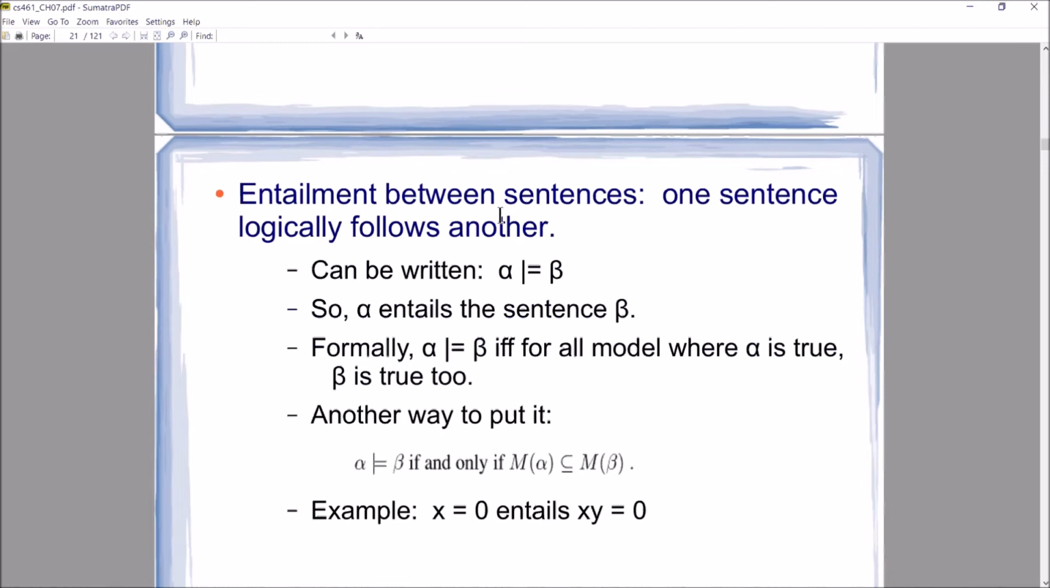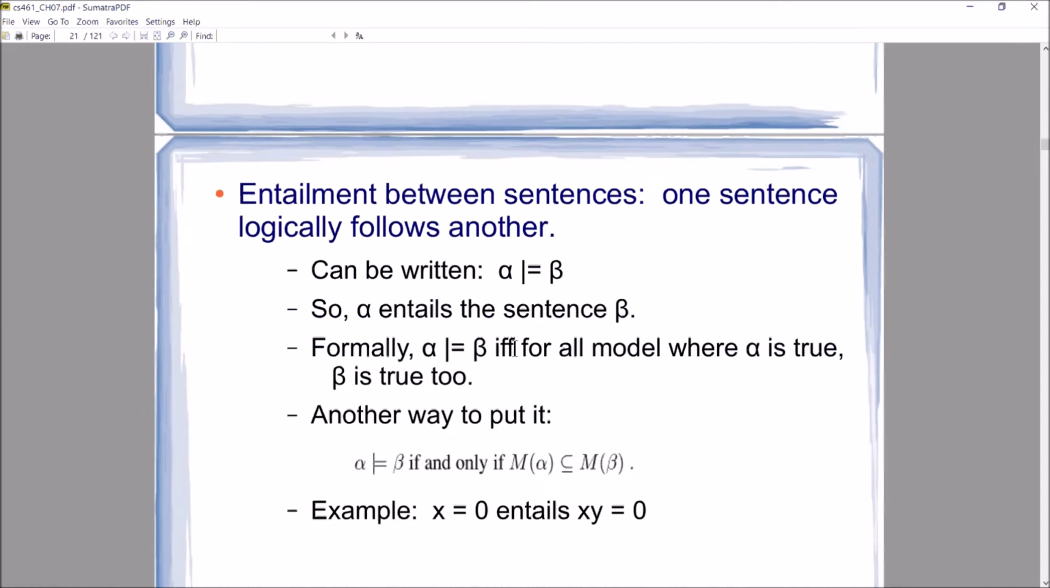That was just the first thing that came to my head. Now, formally, we can say that alpha entails beta if and only if, for all models where alpha is true, beta is true too, right? So this is kind of like logical if, right? Truth table for logical if.